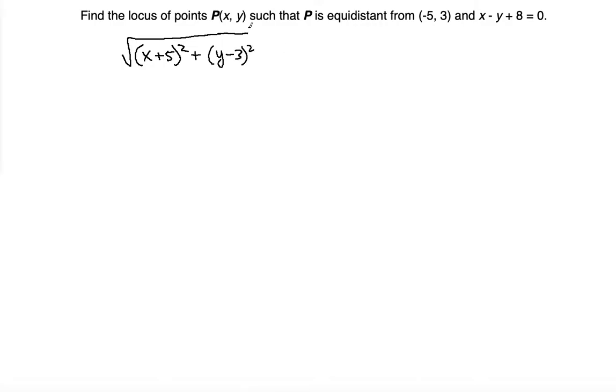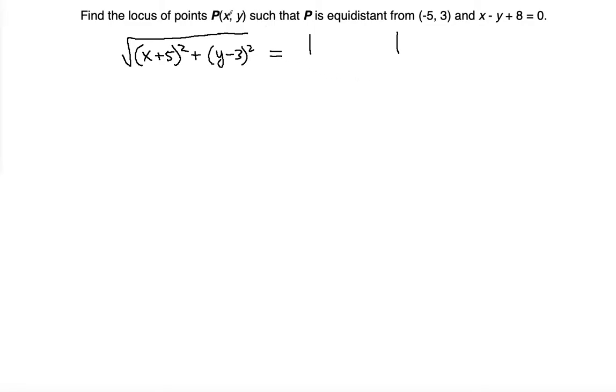Okay, this gives the distance from this point to this point, is equal to the distance from any point (x, y) to the line. And we're not going to use this distance formula to find the distance from the point to a line, but rather we're going to use the formula which has the absolute value of ax + by + c.